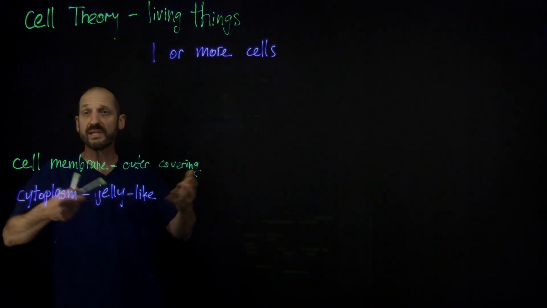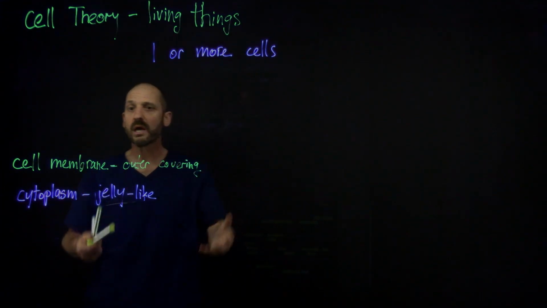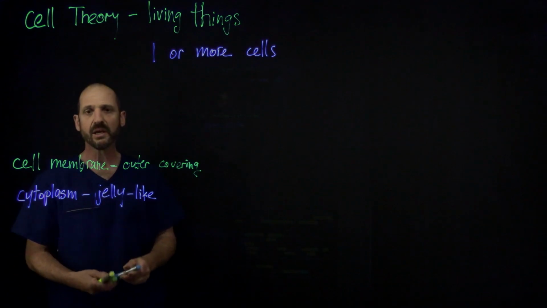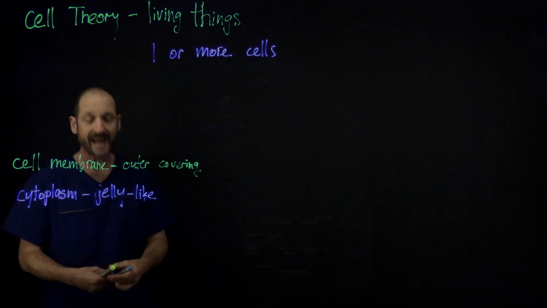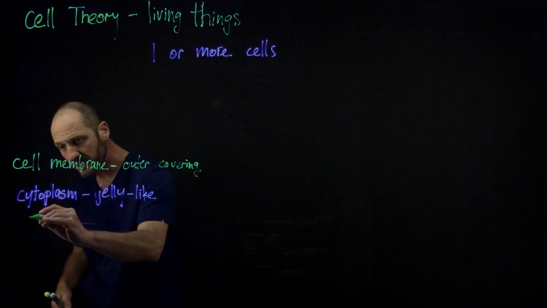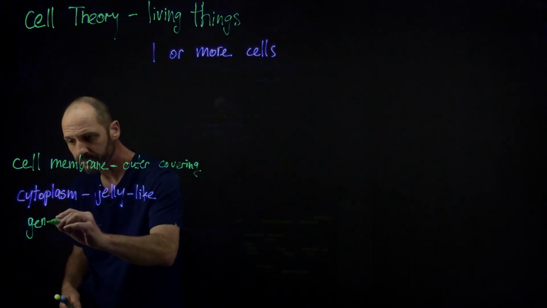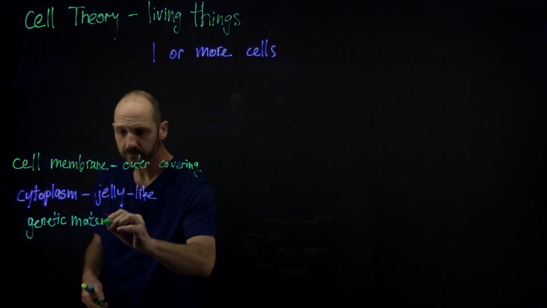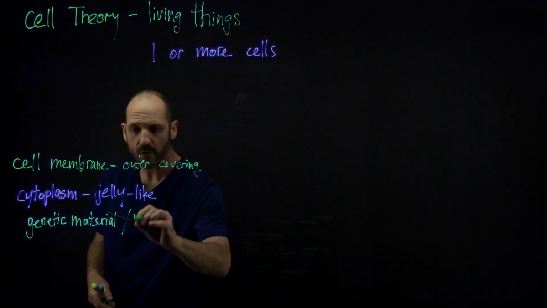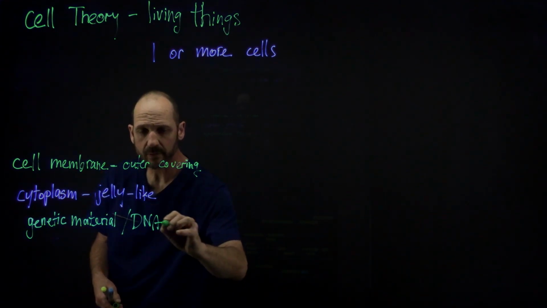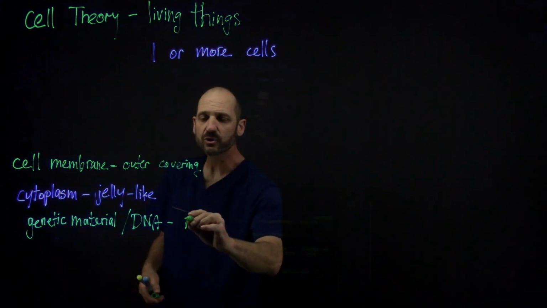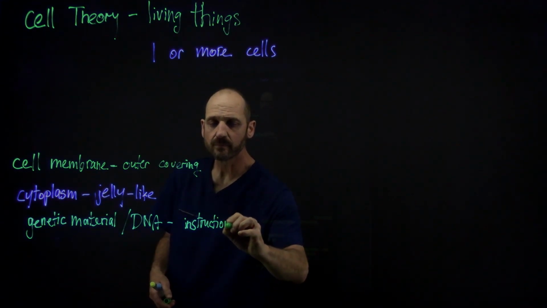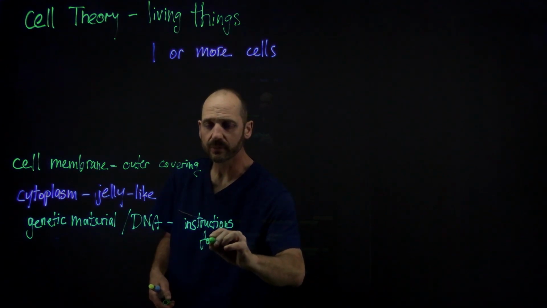And then another thing we have in there is instructions for making proteins, because proteins are the things that work in the cell. So we need a lot of those, and so we need instructions for that. That instruction is in the genetic material, our DNA. Our DNA are instructions for proteins.